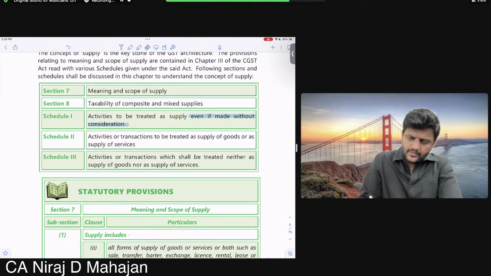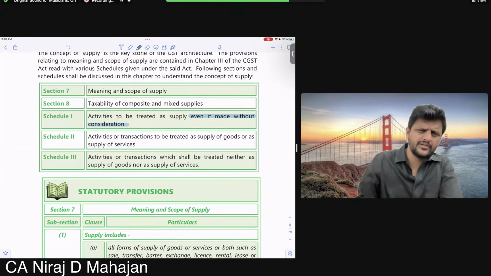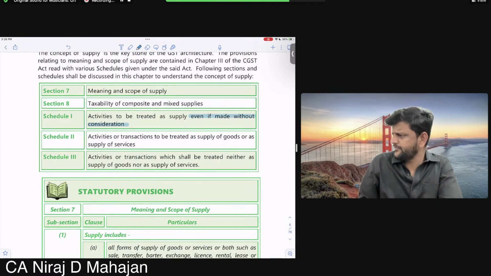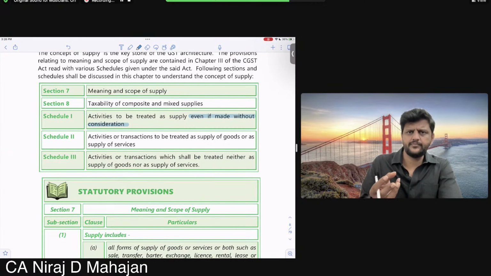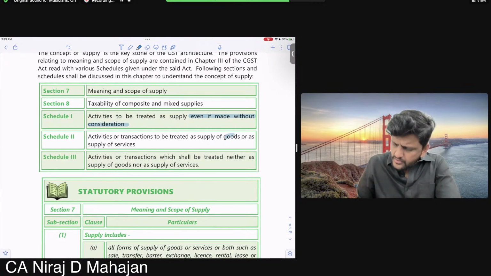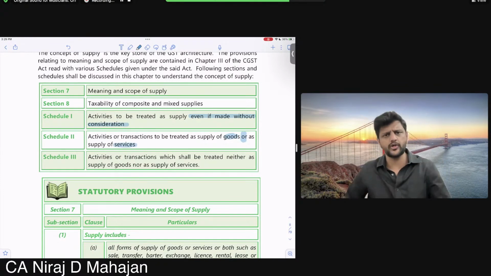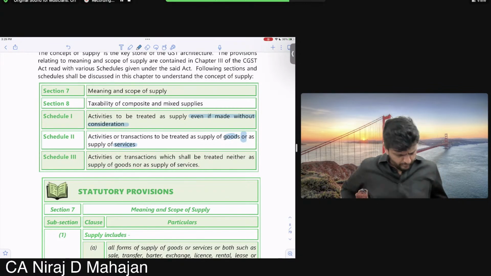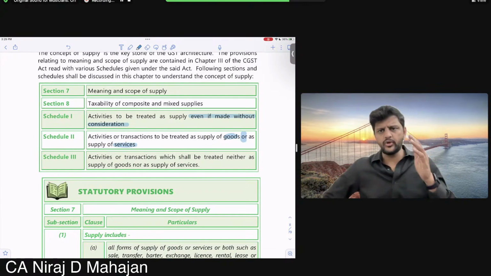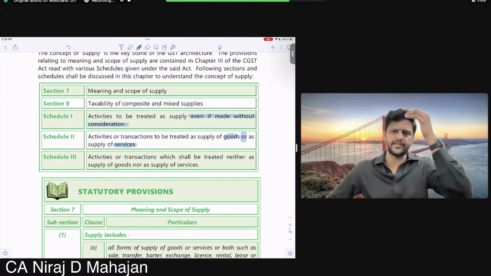Important. Schedule 2 just gives you clarity that this is a commercial transaction, whether it is supply of goods or supply of services. Simple example, I'll give you about restaurant. What did I tell you last time? On the restaurant, both were applicable, VAT as well as service tax. Why? Because it involves both. But in GST, it is only either goods or services. This clarification is given.